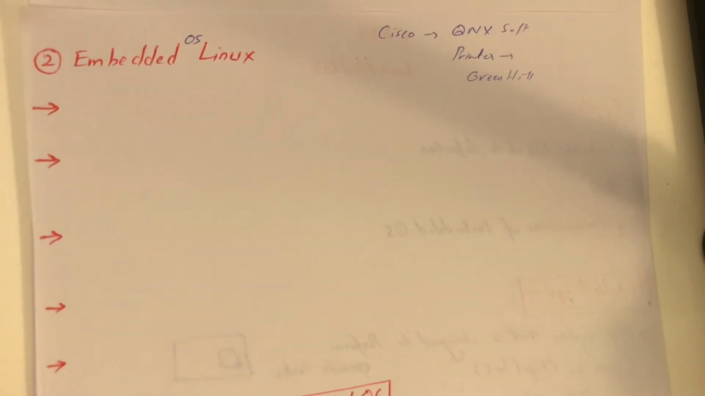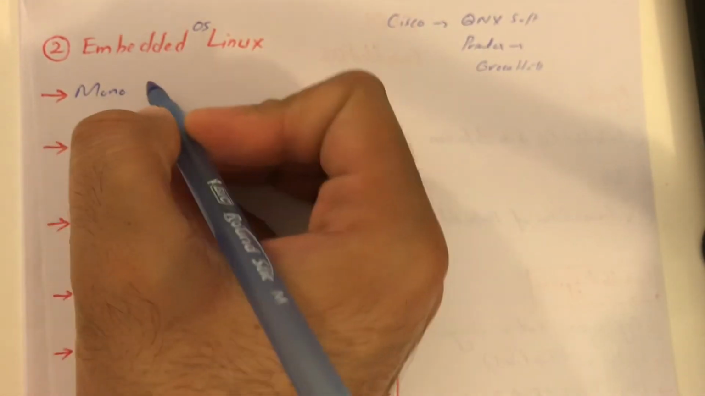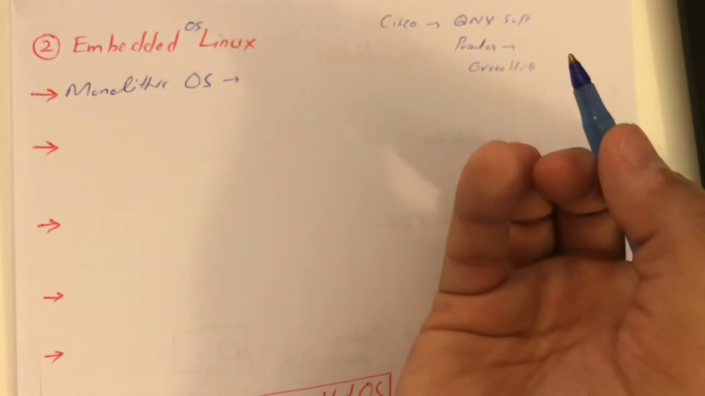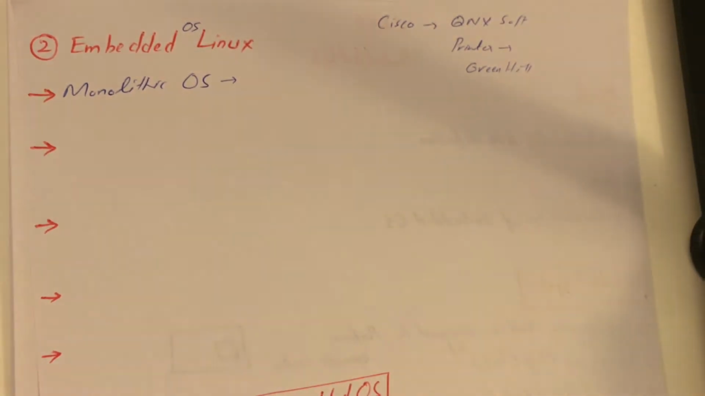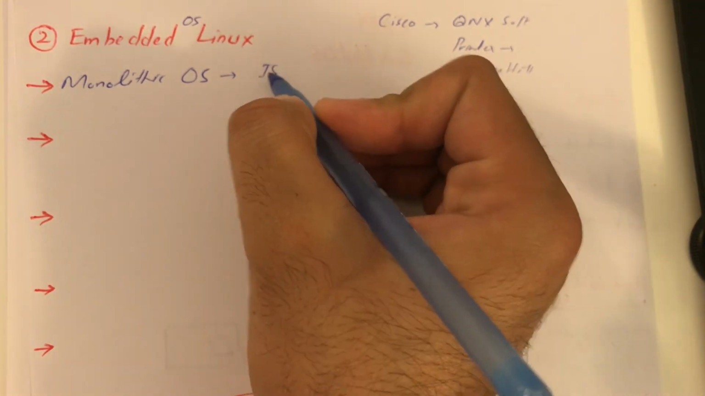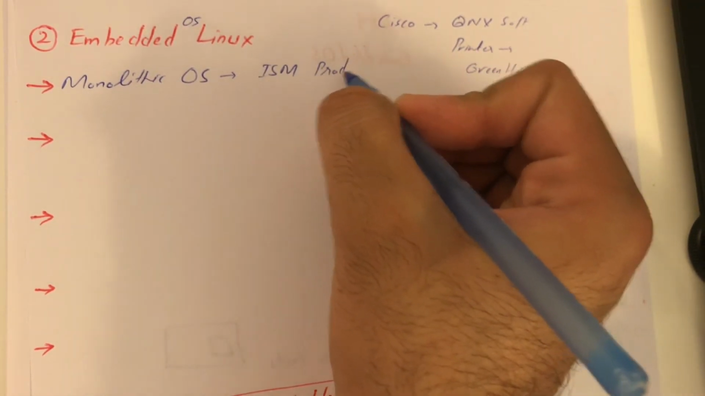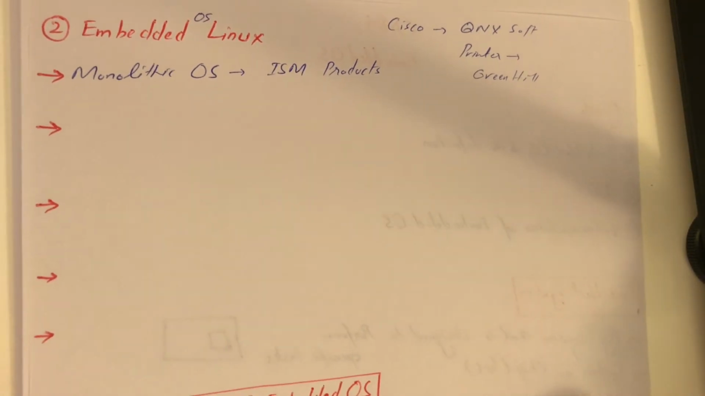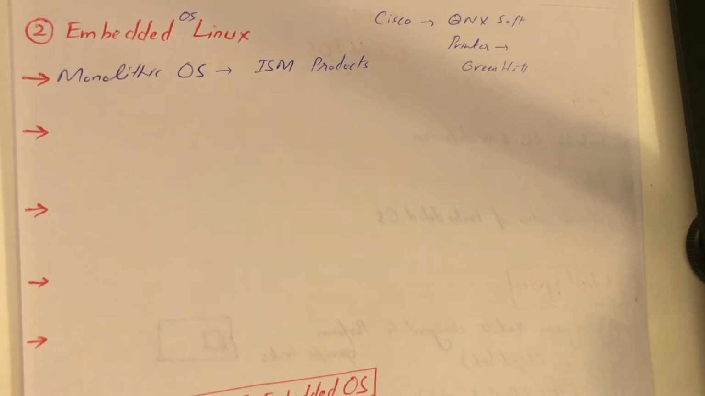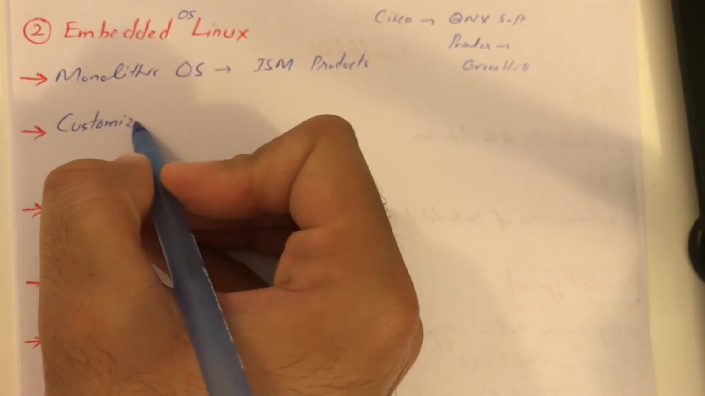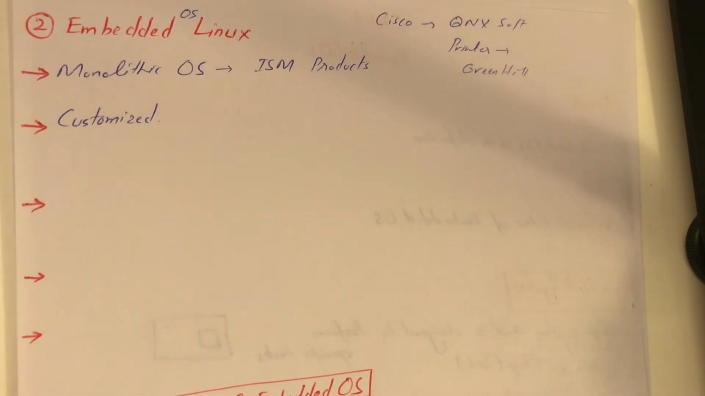The embedded operating system which is freely available to the public is basically the monolithic operating system. VxWorks is one of the variants for that. The monolithic operating system is what we use with most of the ISM band products, which are basically routers, switches, and all that. Again, it is absolutely free. Source code is available, so you can customize it.